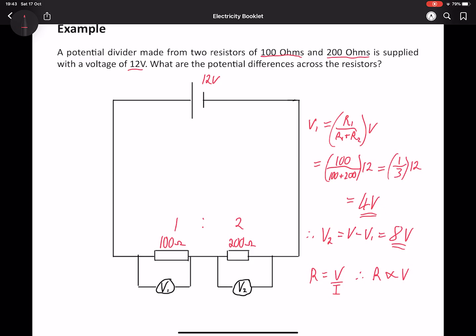Now, not every version of a potential divider question will be this easy. Very often you'll have a variable resistor or something like that in one of these situations, requiring multiple different steps.